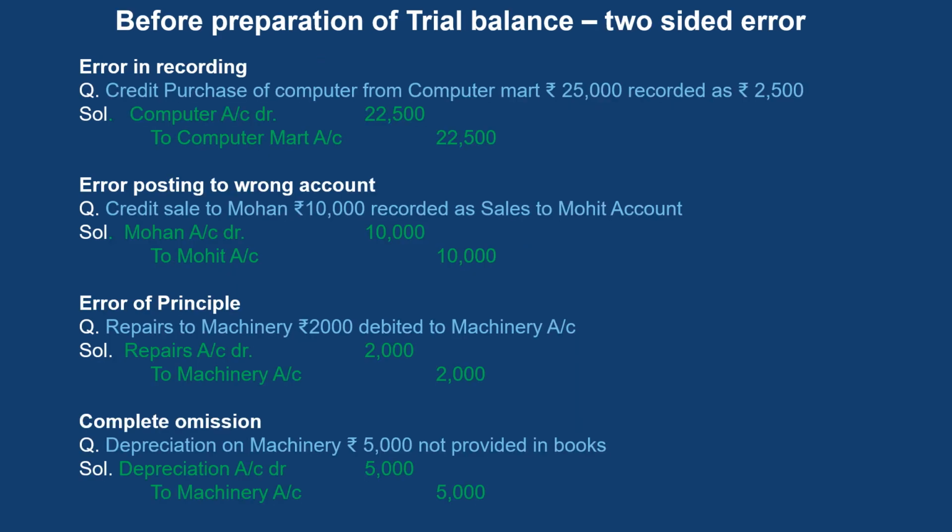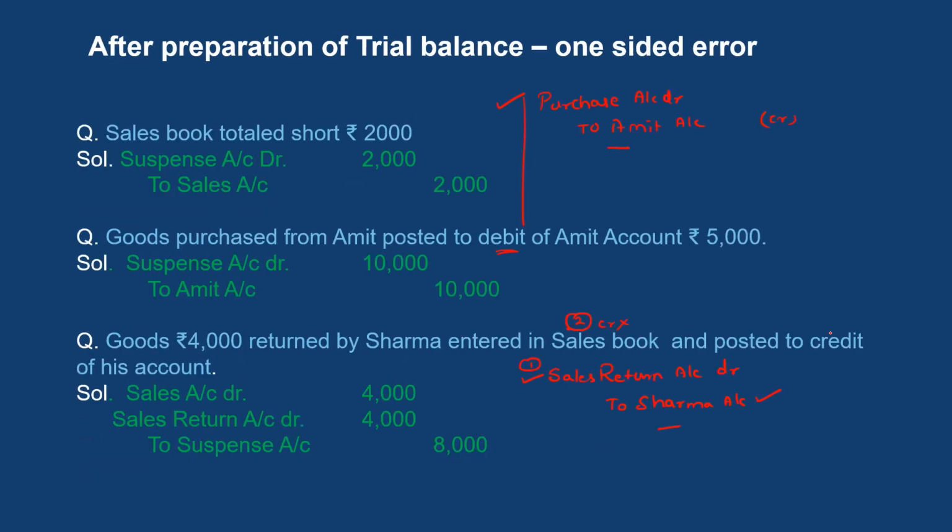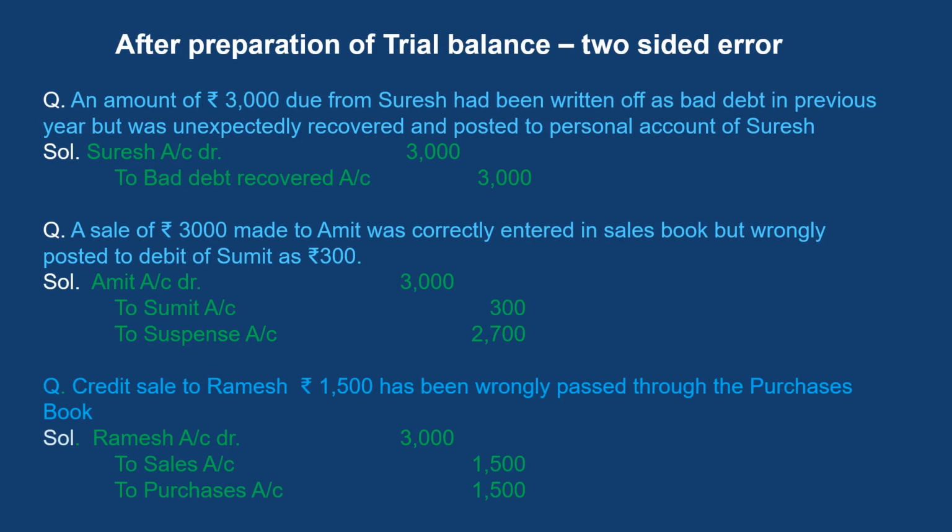So now moving back again, I hope I've made this clear to you. Now the two-sided errors. When there are two-sided errors, normally you can rectify it using a journal entry, but sometimes you might require to use suspense account as well. So I will explain it with a few examples to make it more clear to you.